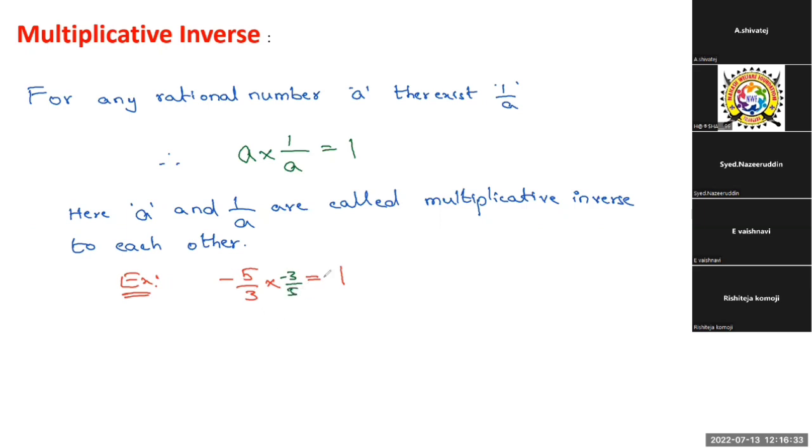Minus into minus will become plus. The 3s get cancelled, the 5s get cancelled. So the result is 1. So the multiplicative inverse of minus 5 by 3 is minus 3 by 5. Very good. Just take a screenshot of this, so that I can move forward.